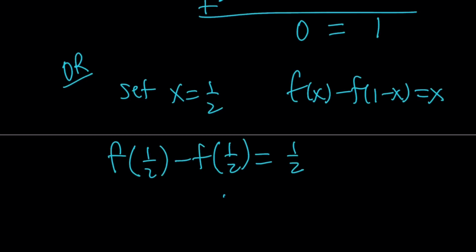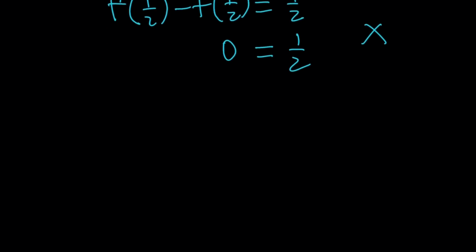Hey, another thing that doesn't make sense. 0 equals 1/2. No way. We can't do this. So that means there are no possible values. Too bad. Now, let's go ahead and talk about how we can come up with such equations.